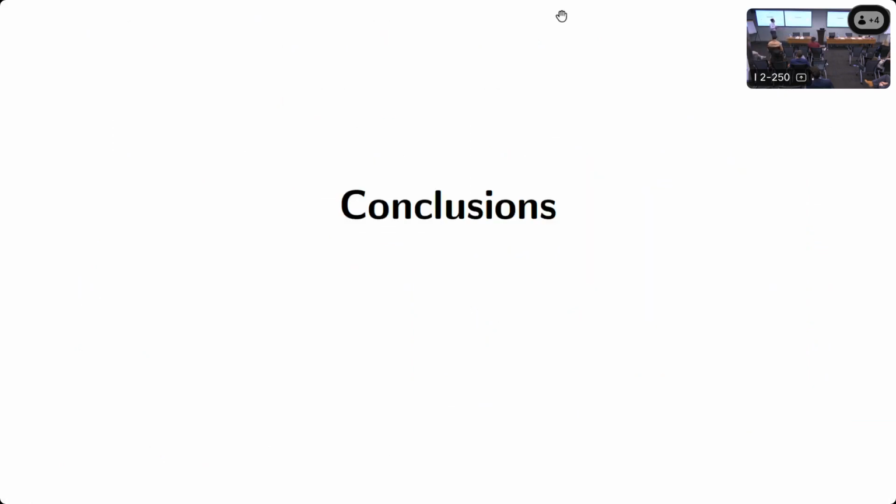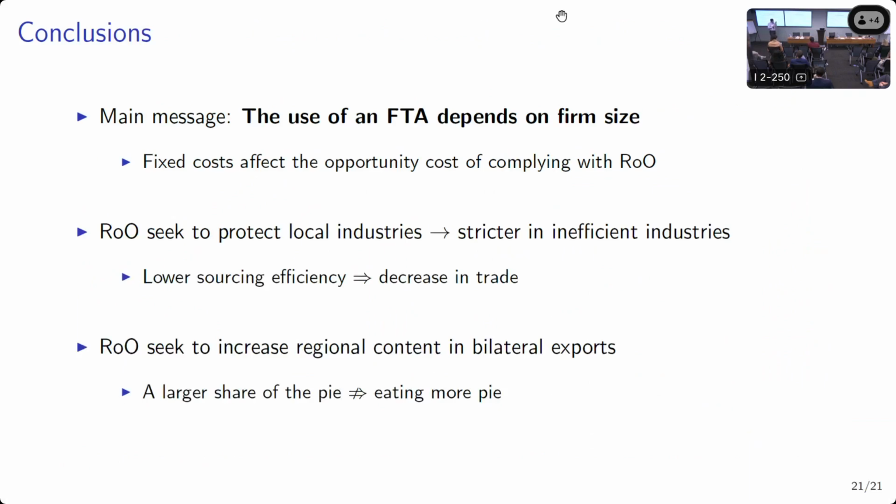All right, just to conclude, the main message of the paper is that the use of a trade agreement depends on firm size. Why? Because the opportunity cost of complying with these rules of origin depends on my ability to source from foreign countries. If I am small and I can only source domestically, I don't care for rules of origin. If I'm huge and I can source every single intermediate from all over the world, they're going to be really costly for me, okay? Related to what you were saying, rules of origin seek to protect local industries. So they are stricter in inefficient industries, but this is precisely where they are the costliest, okay?